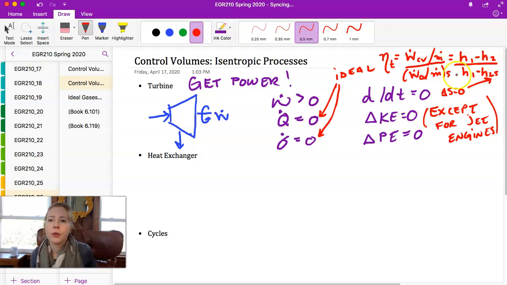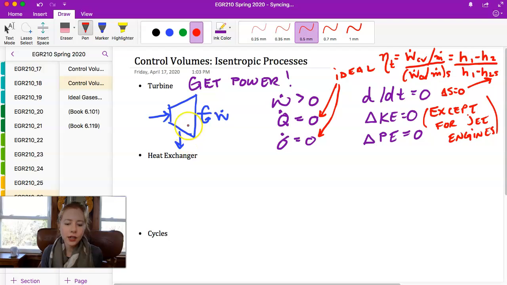Okay, so we have the same inlet conditions, these H1 enthalpies, which are function of temperature typically. And then we have a different H2S, and that's if we assume that there's no change in entropy. So for an isentropic process, and that gives us our efficiency for a turbine, our isentropic efficiency.